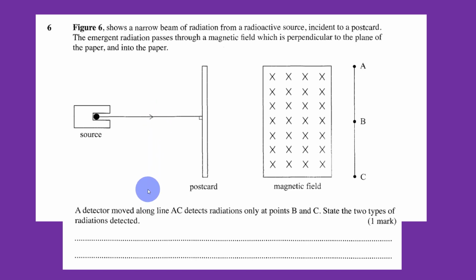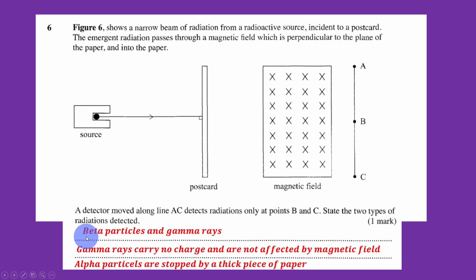So again, we are asked to state the types of radiations which are detected, and as usual the answers are given here. Beta particles and gamma rays, these are the ones which are detected.